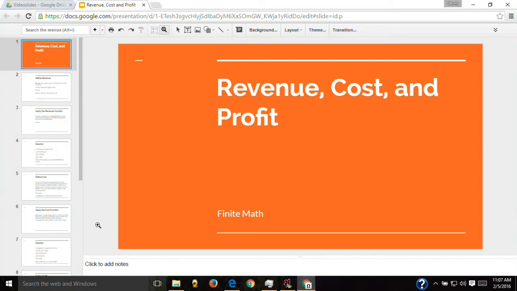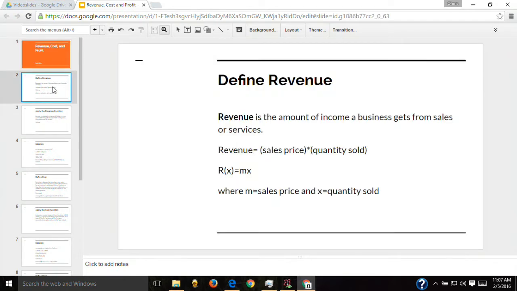So let's go ahead and talk about revenue. Let's define revenue. Revenue is the amount of income a business gets from sales or services. In mathematical terms, revenue is equal to sales price times the quantity sold. Or if we want to rewrite this with variables, R of x is equal to m, which is the sales price, times x, the quantity sold.